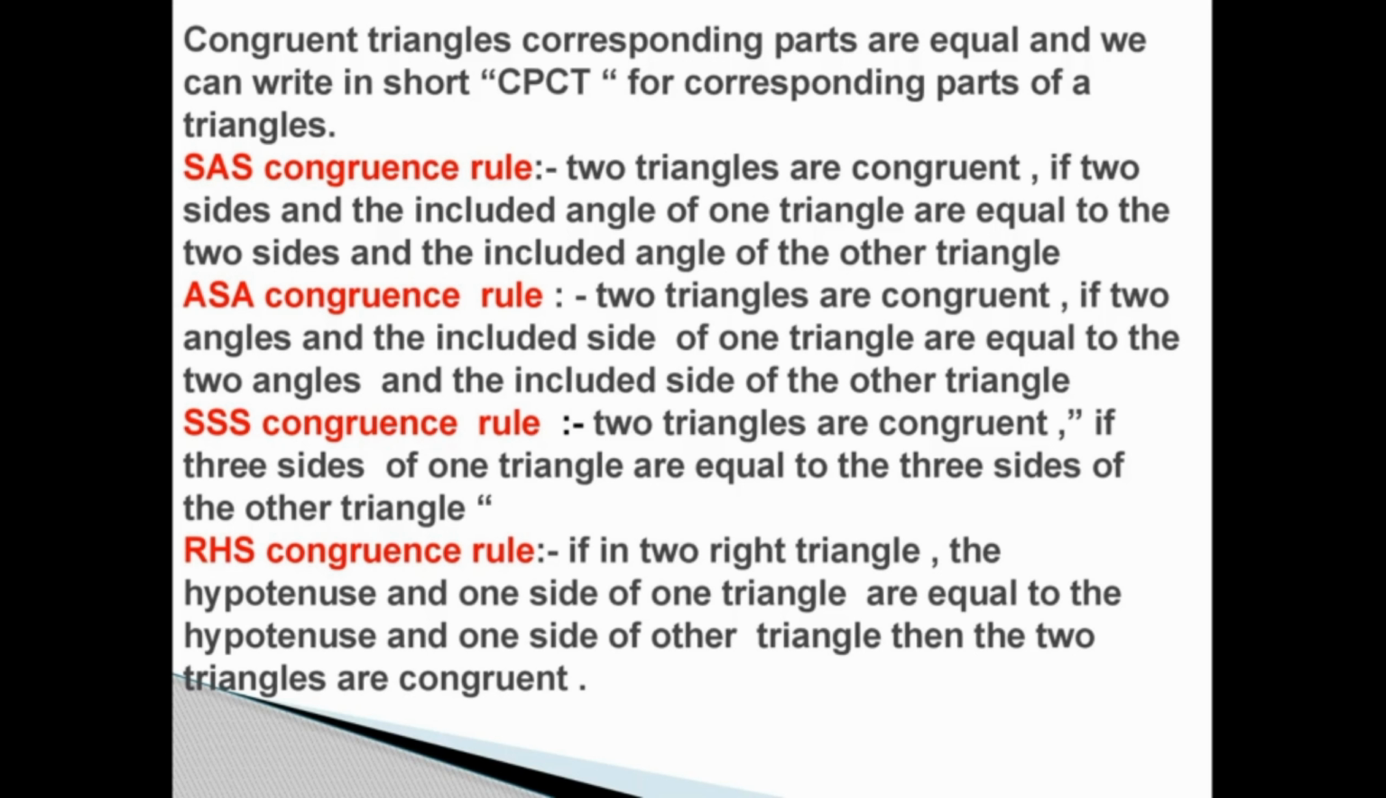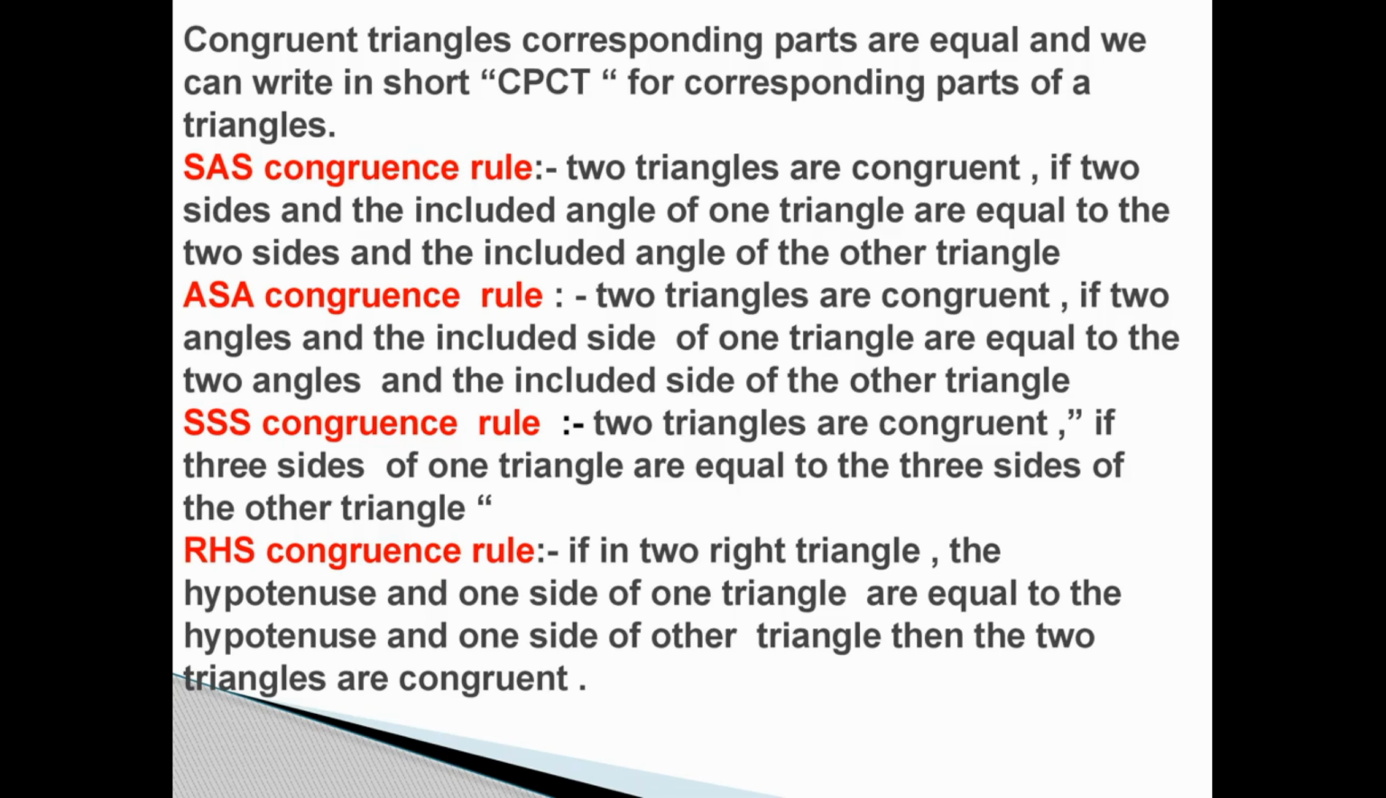Next, ASA congruency rule. Two triangles are congruent if two angles and the included side of one triangle are equal to the two angles and the included side of the other triangle, then the two triangles are congruent according to ASA congruency rule. Next, SSS congruency rule.